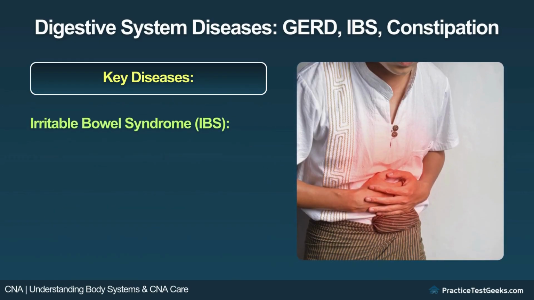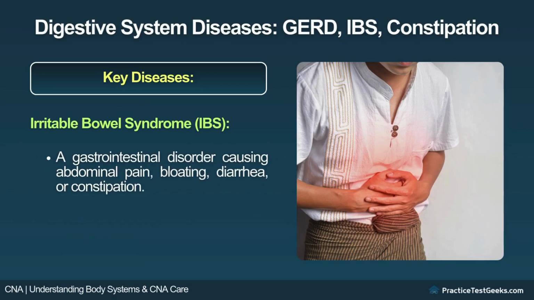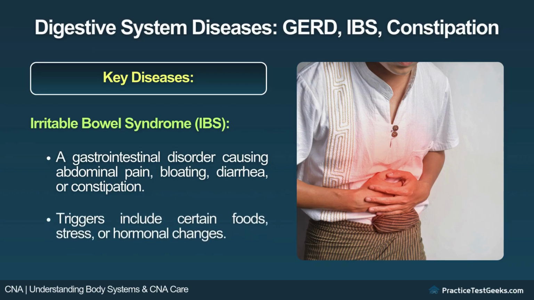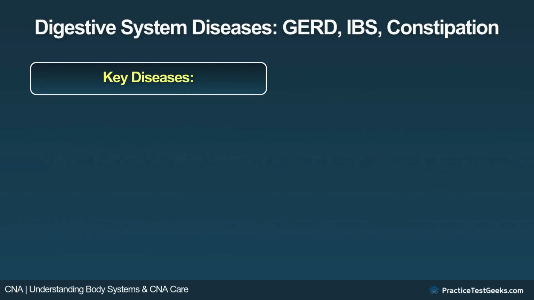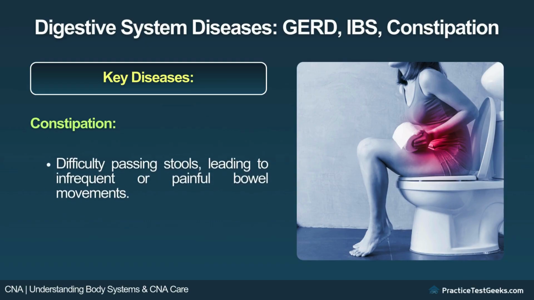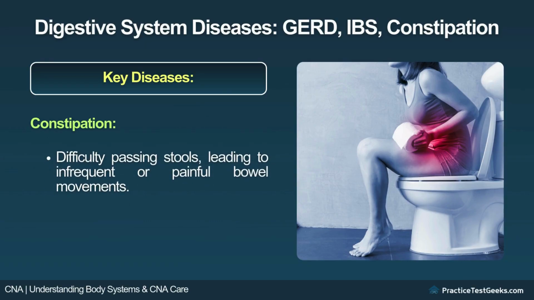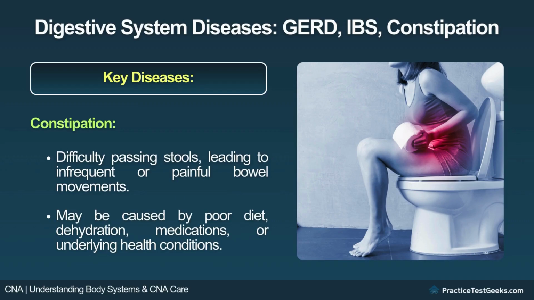Irritable bowel syndrome, or IBS, is a disorder that causes abdominal pain, bloating, and either diarrhea or constipation. Triggers can include certain foods, stress, or hormonal changes. Constipation is difficulty passing stools, which can result in infrequent or painful bowel movements. Causes may include poor diet, dehydration, medications, or other health conditions.